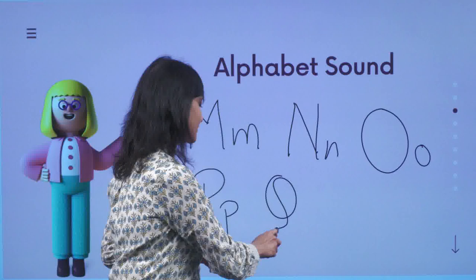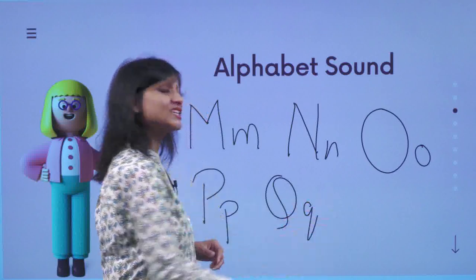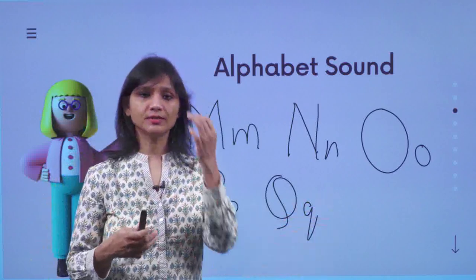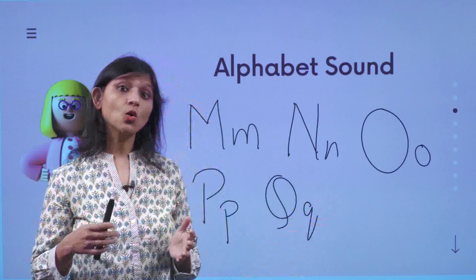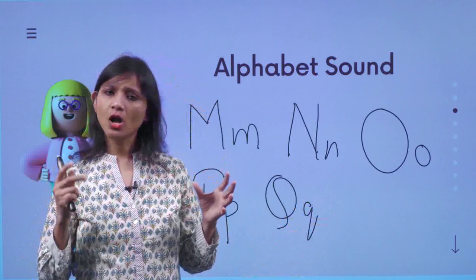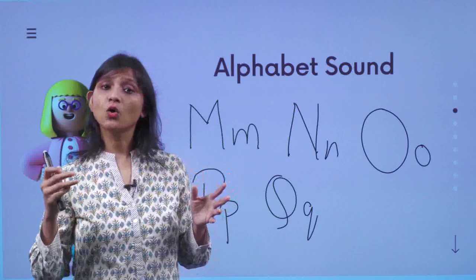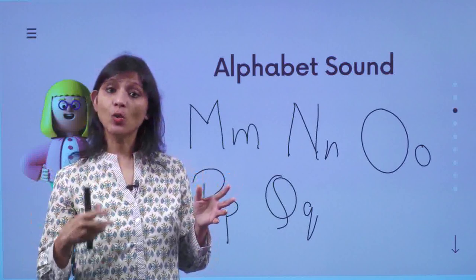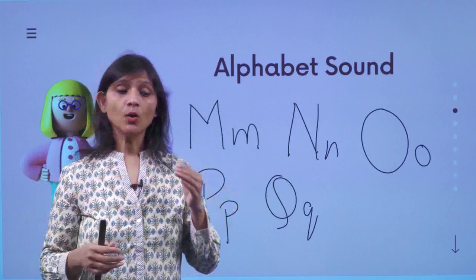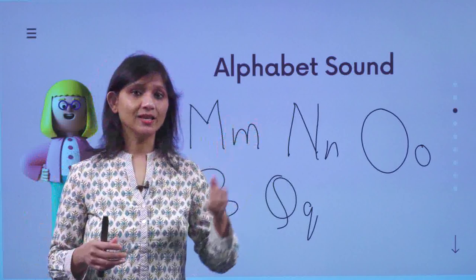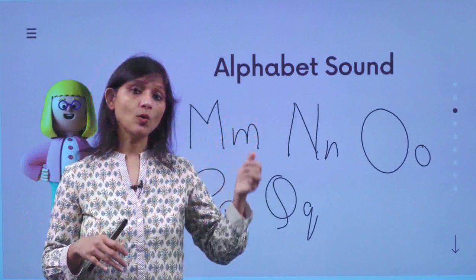Then there is a letter called Q. How do we produce the sound? Qua, qua, queen, qua, qua, quail. Quail is a bird.